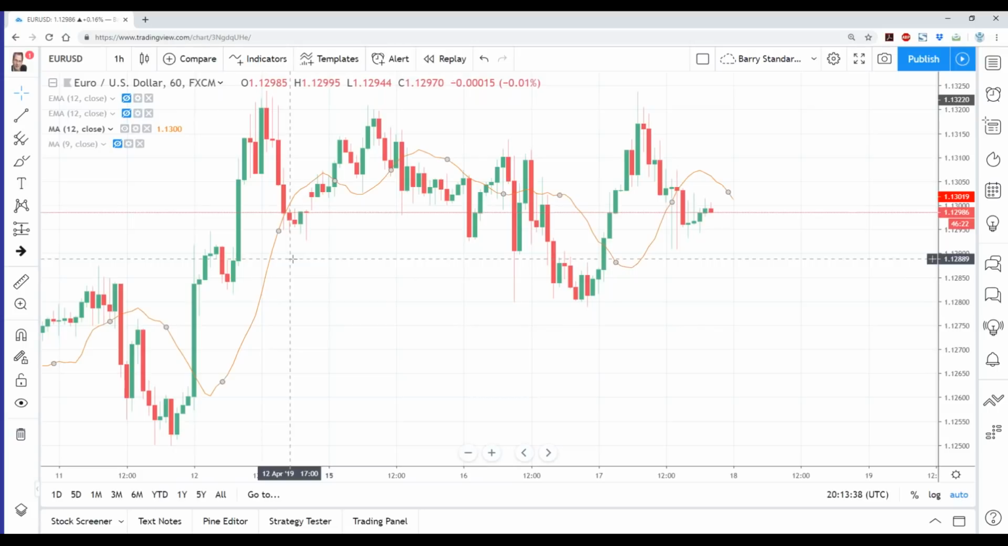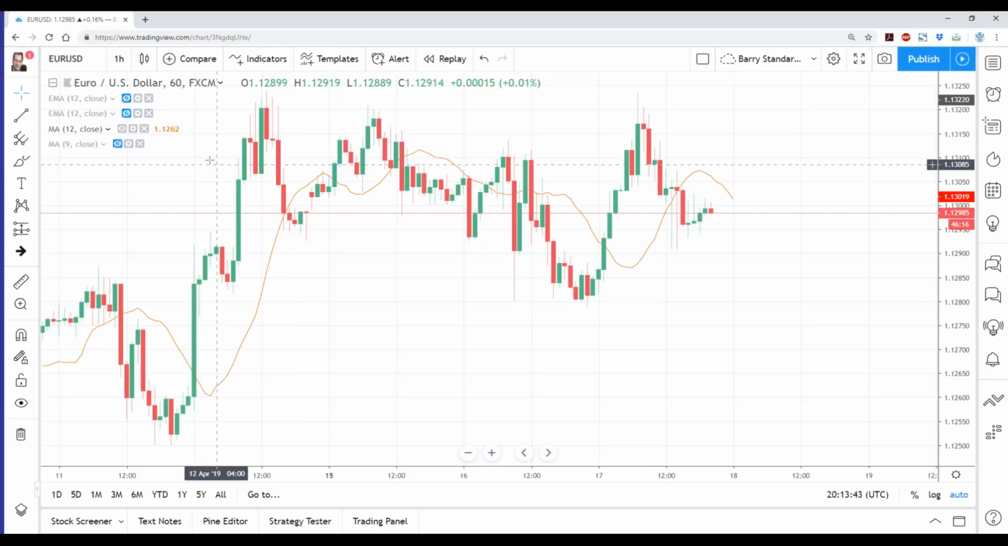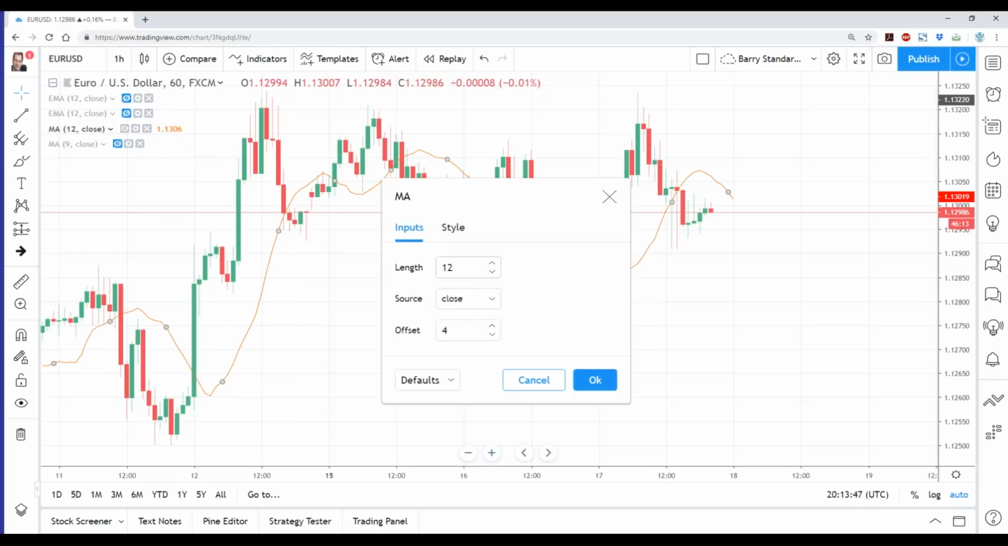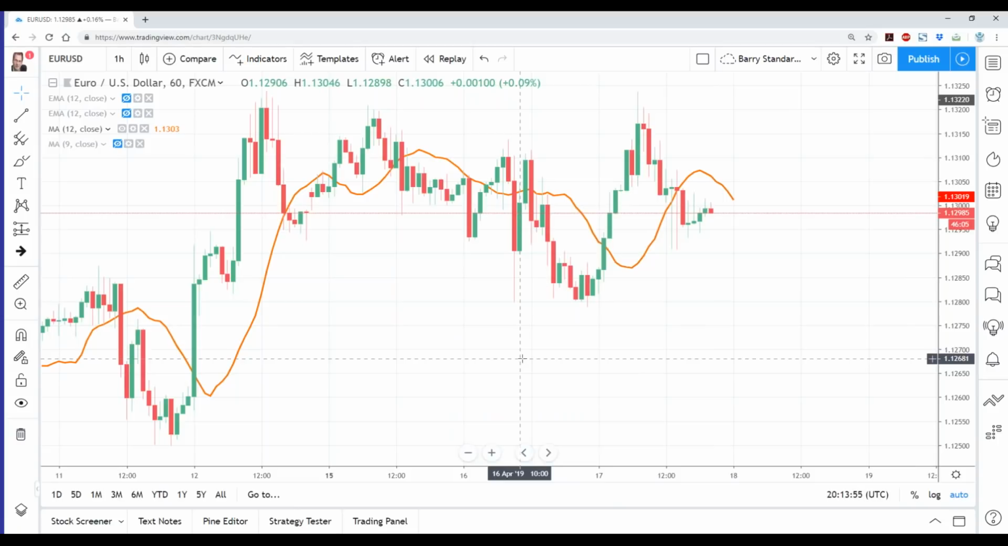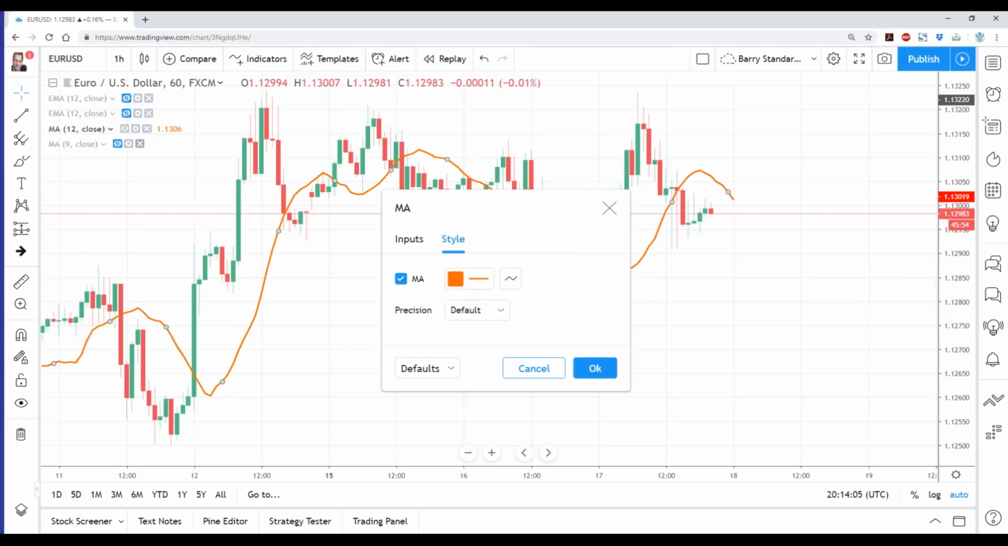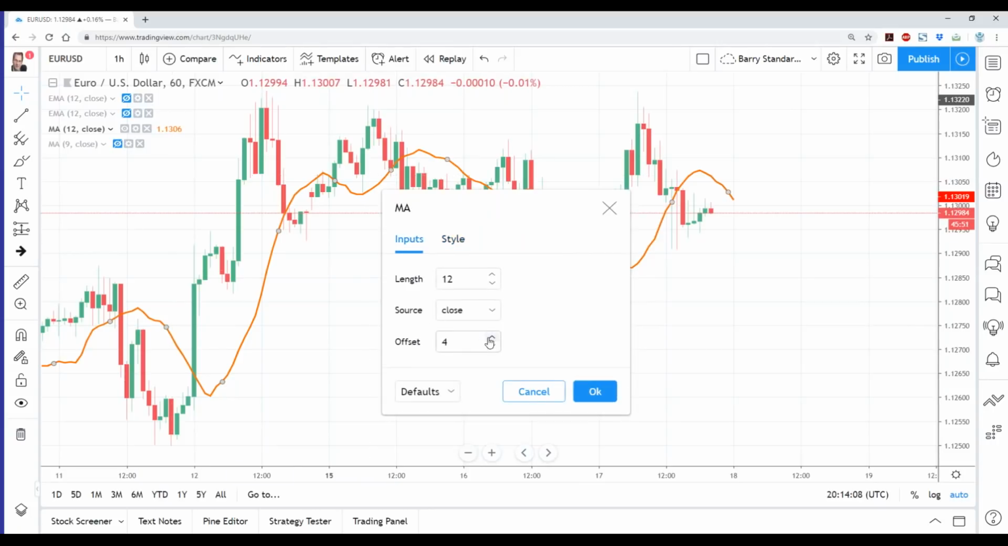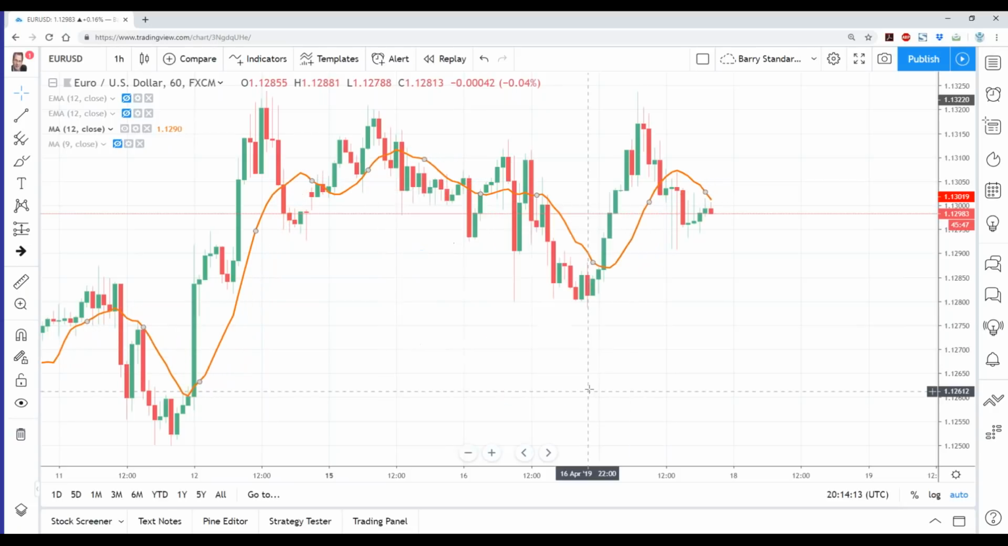And you'll see that that is the gold line. Let me make this gold line a little bit thicker so you can see it a little bit better. Okay, so that is the gold line that you see on the chart right now. Okay, there we go. That's what we see on the chart right now.